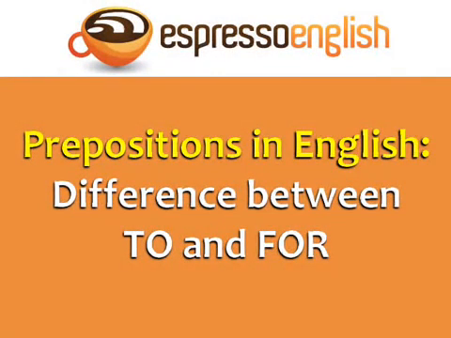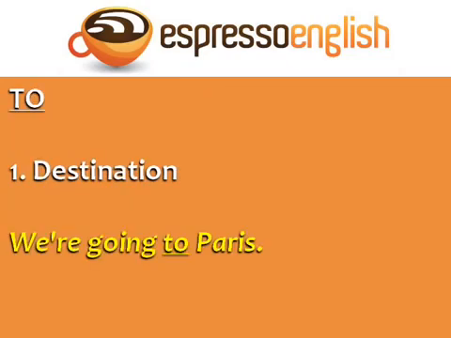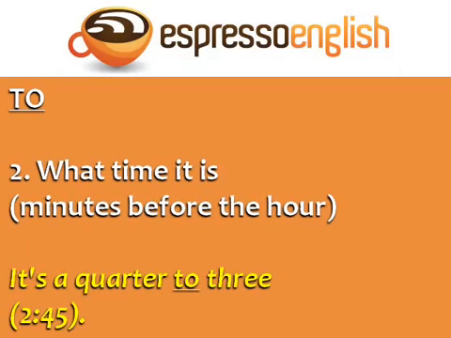Prepositions in English. Difference between to and for. The prepositions to and for are very easy to confuse. Here are some rules. Use to for destination. We're going to Paris. Use to say what time it is when you're talking about minutes before the hour. It's 15 to 3. That means it's 2:45.